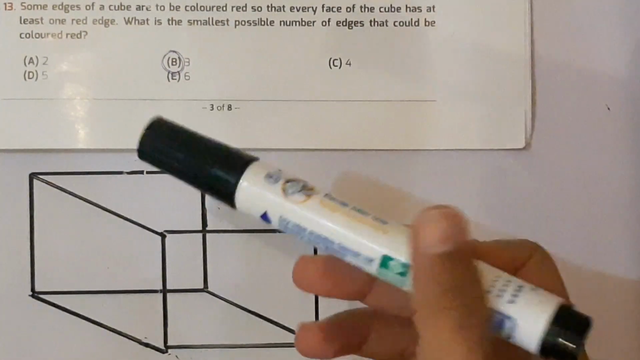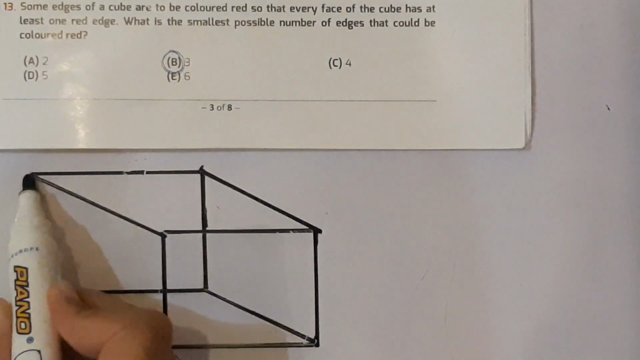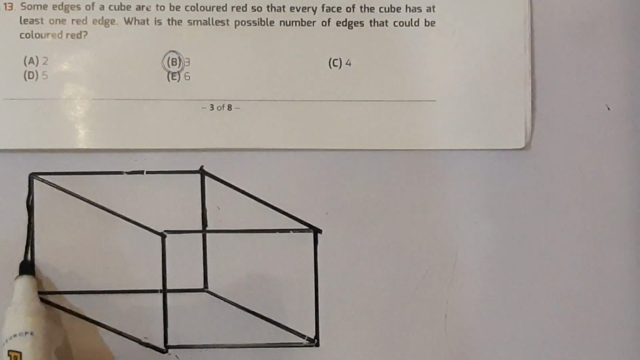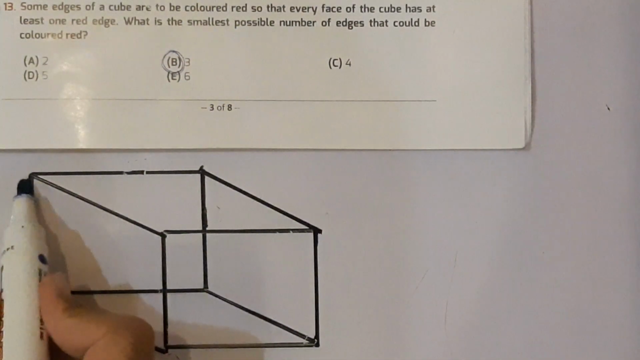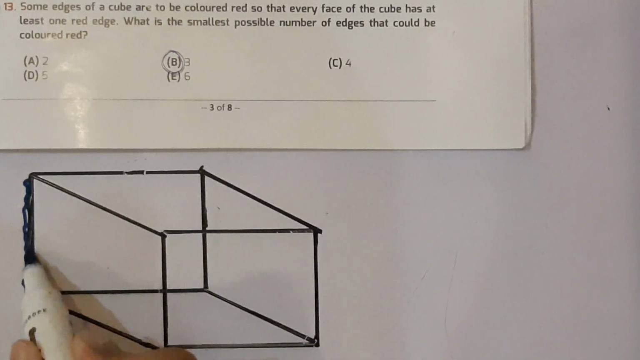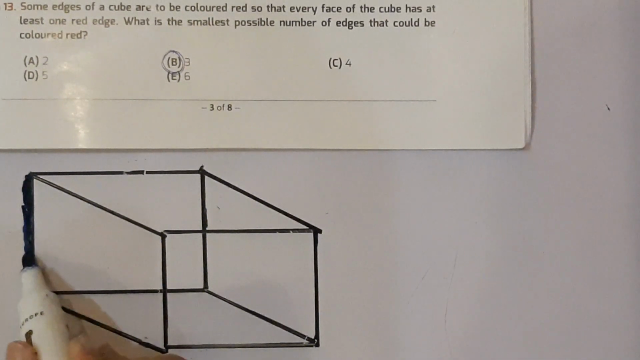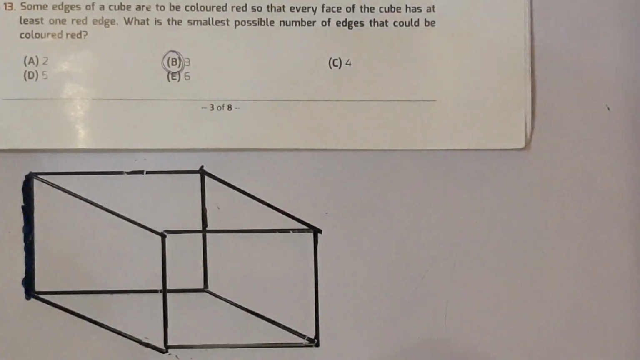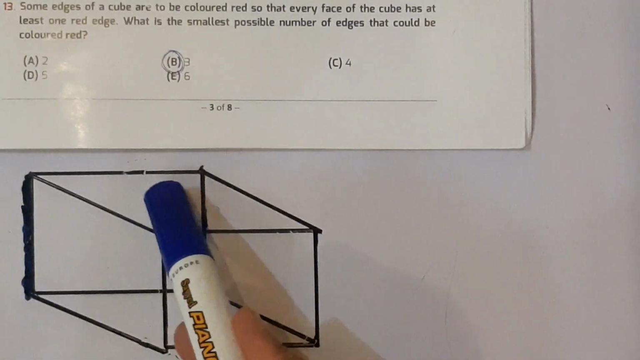Suppose this is a red marker, or I am coloring it red. So I will color the first edge. Okay, I can do it from any other marker. So I have colored the first edge. As you all can see, we can see it from two faces. From the number one face, this face, and from the second face, that face.